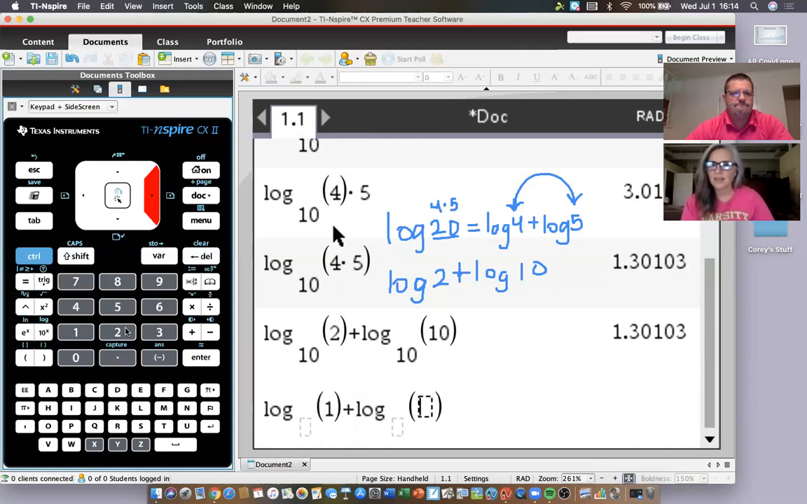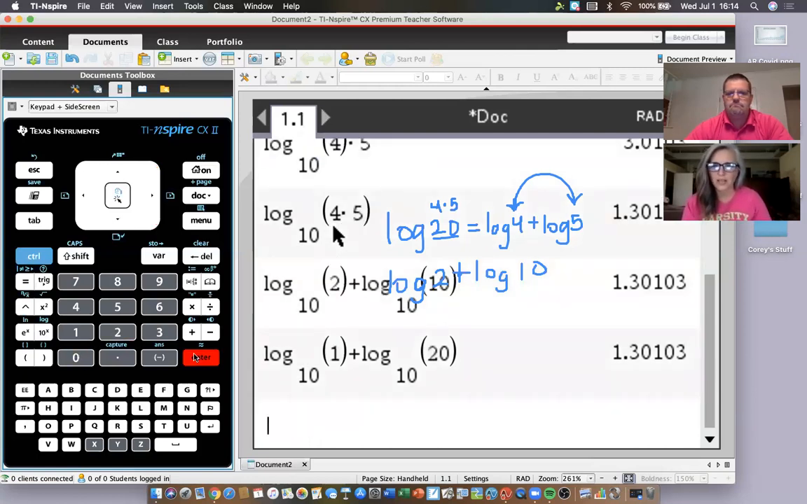Which makes me think that if log of 1 plus log of 20 is the same thing as log of 20, that's interesting about log base 10 of 1, isn't it? Yeah, we did that in the last section. Log of 1 is 0. We talked about that with the graph. Remember, it had the intercept (1, 0). I remember now, that makes sense.